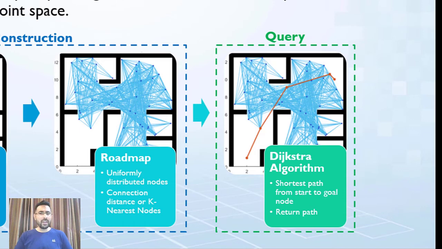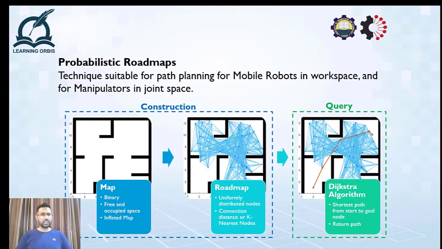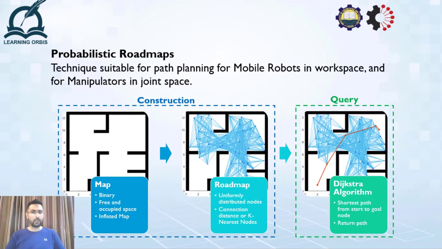We have already made a video on Dijkstra algorithm, so it is recommended to view that video if you don't know what Dijkstra algorithm is. Its link is given in the description as well. Dijkstra algorithm will return the shortest possible path connecting the start and goal node. So you will get the waypoints through which if your robot moves, it will reach a goal position from the starting position.